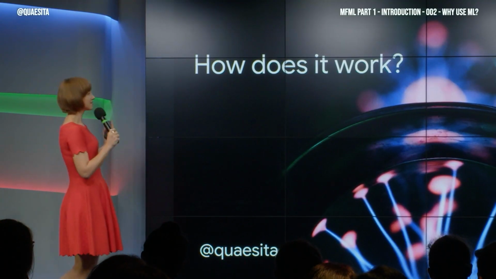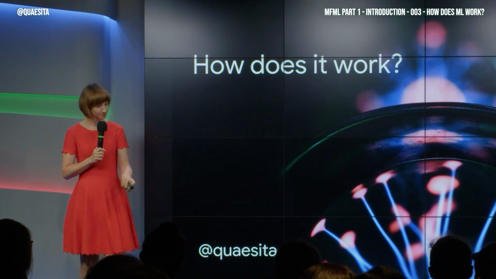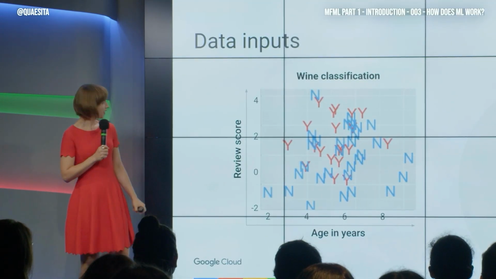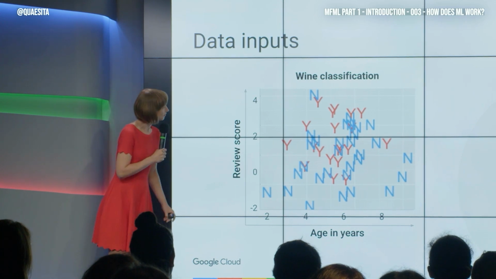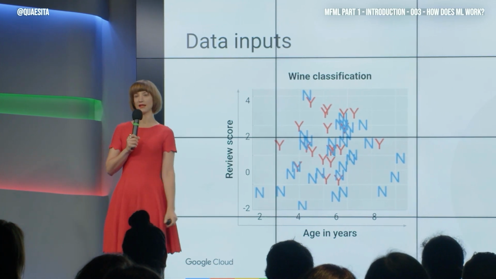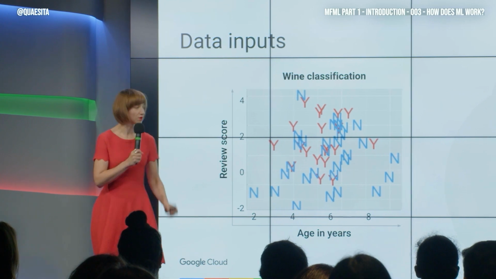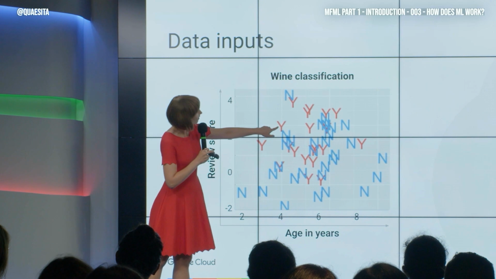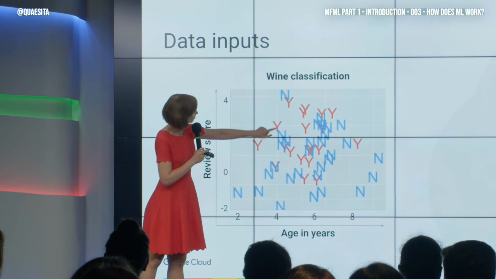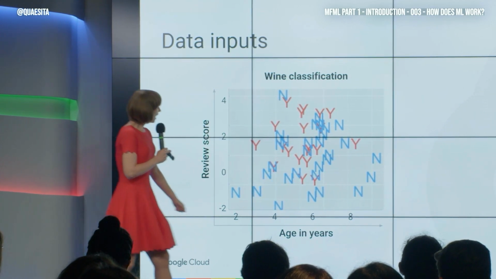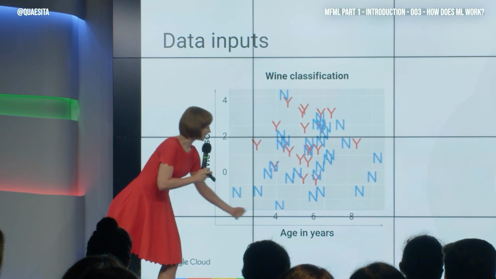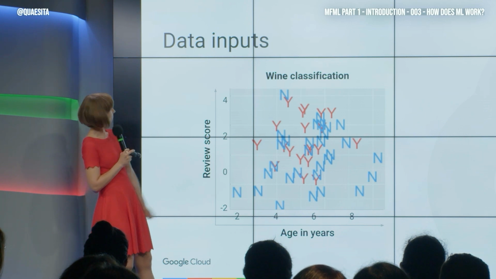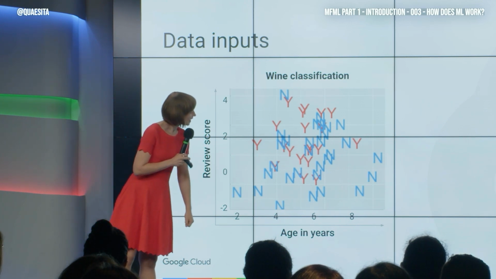All right, so how does this magic thing work? We have some data to learn from, and our task is going to be to predict whether or not I like a bottle of wine. So what we have here is the correct classification for 50 bottles of wine, a red Y for yummy and a blue no for not so yummy. And I have the age of the wine in years and the opinion of some amateur wine critic friend of mine on the y-axis here.